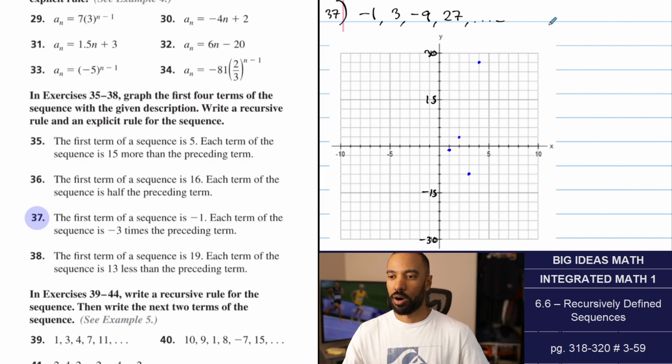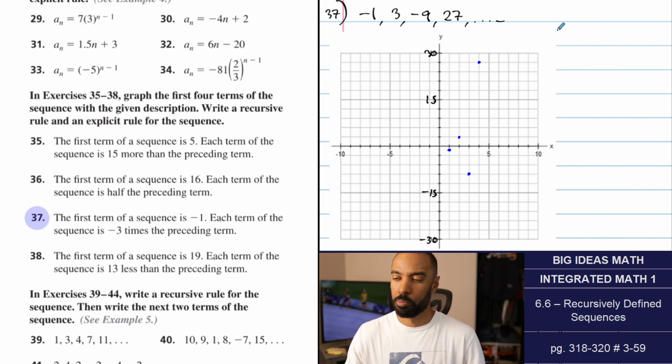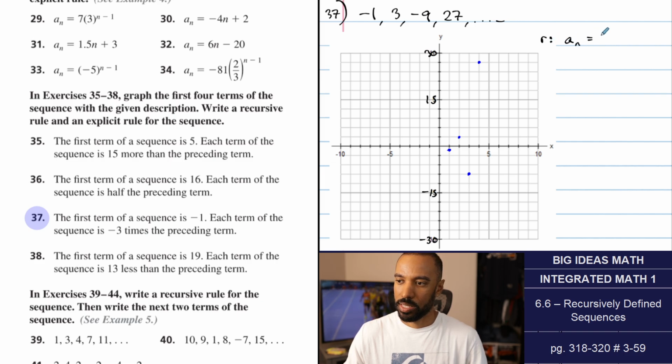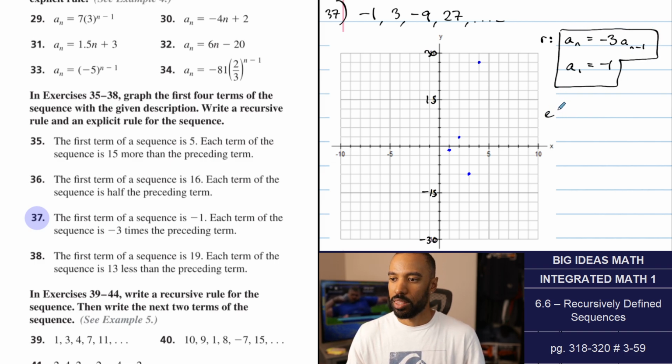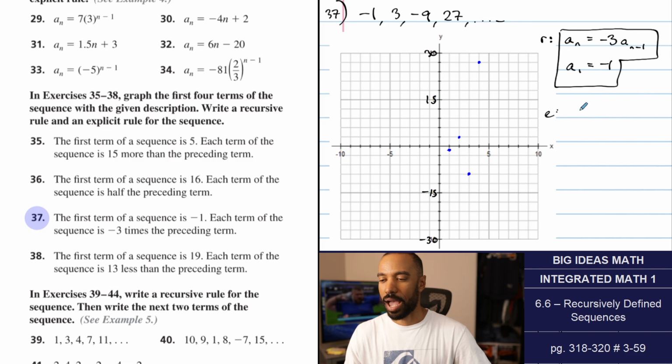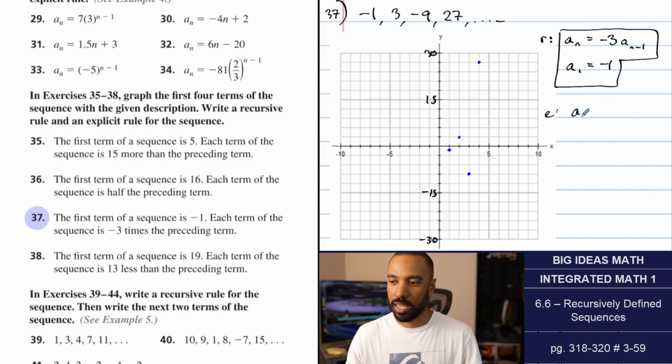So there are the first 4. So far, the graphs have been okay, not super tall or anything like that. We have our recursive rule, where we take -3 times the previous term, starting from -1. And our explicit rule, the way that you'd actually write it here, we can write -1, but I'm just going to write the negative symbol. You might see something like that. So opposite of, and then common ratio is -3 to the n minus 1 power.